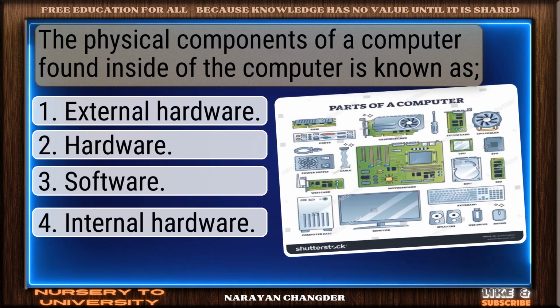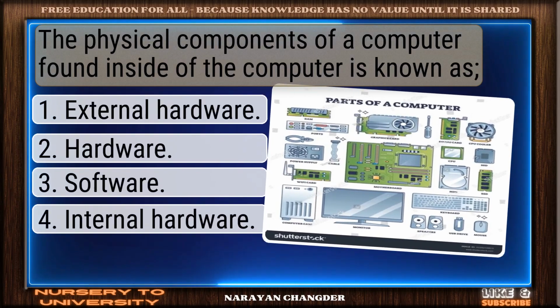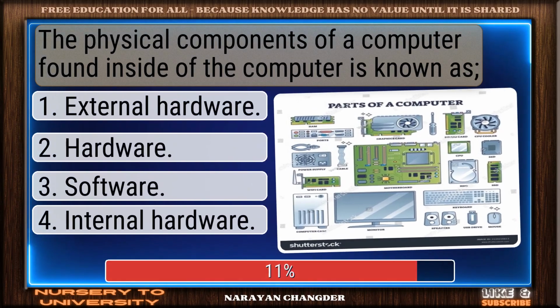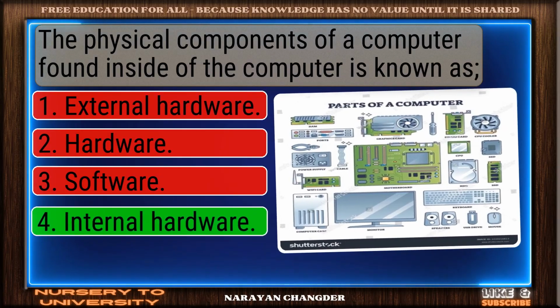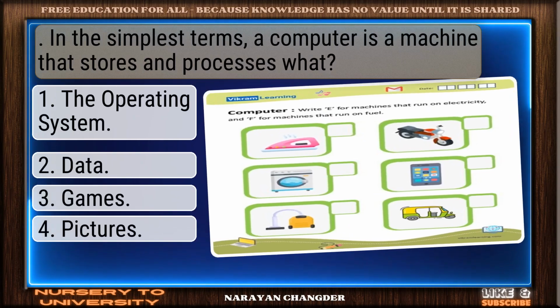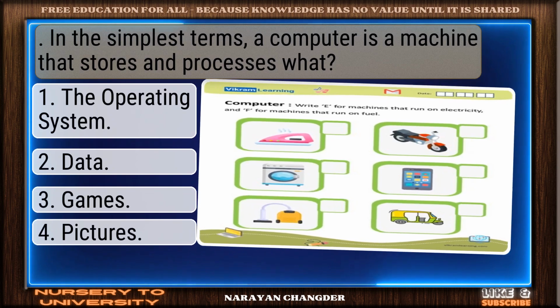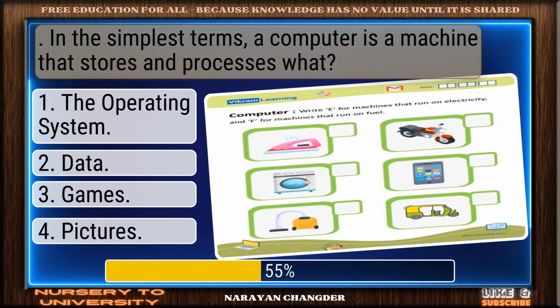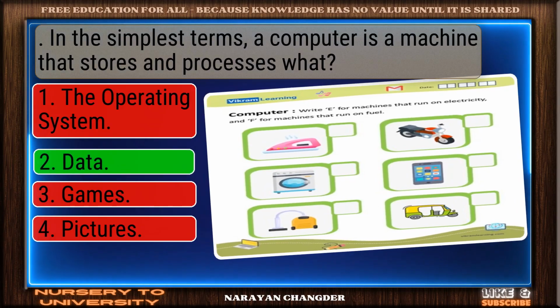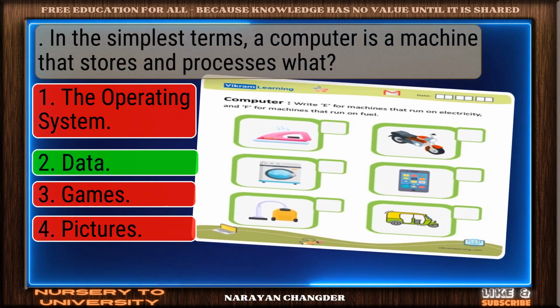The physical components of a computer found inside of the computer are known as... Correct. Internal hardware is the right answer. In the simplest terms, a computer is a machine that stores and processes what? Excellent choice. Data is the right answer.